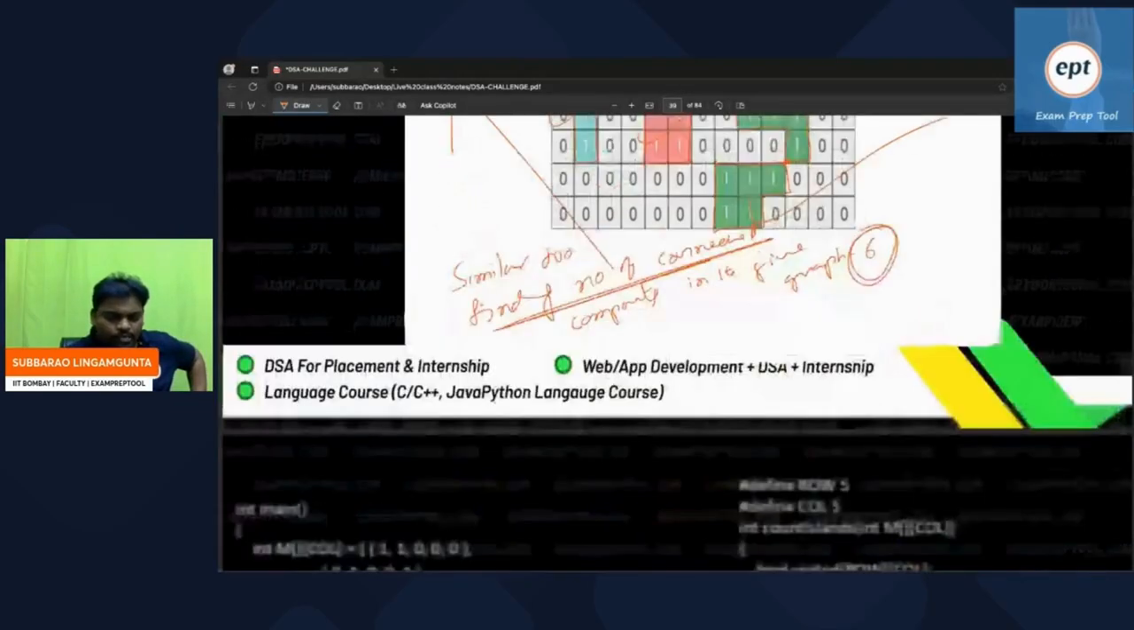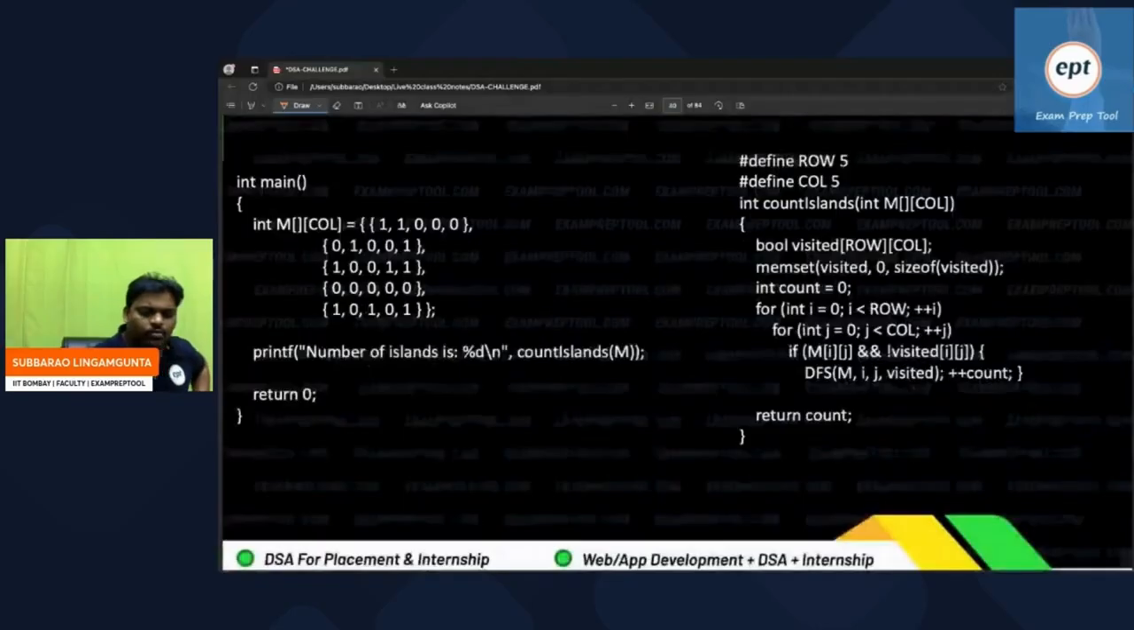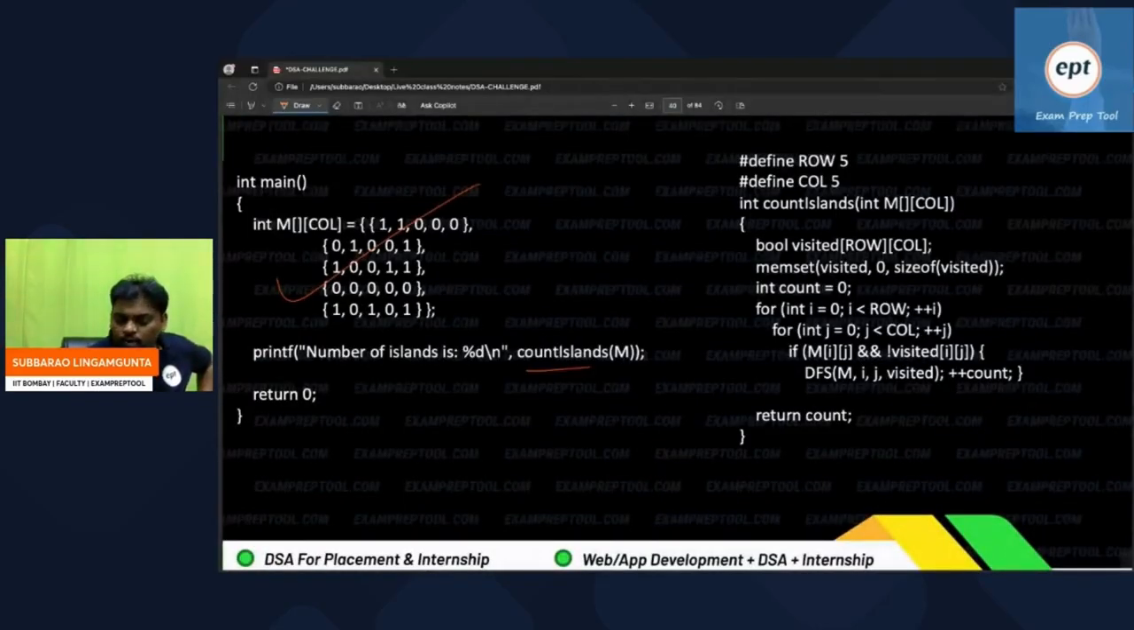I have written some small code also. See this one. One matrix I took. I called count islands. When you call the function count islands by sending the matrix, what it will do is scan every row and every column.